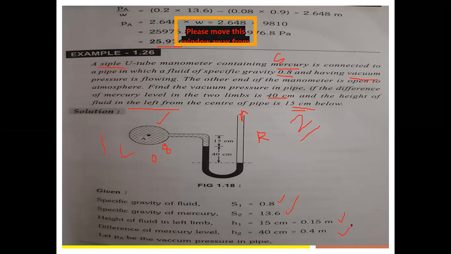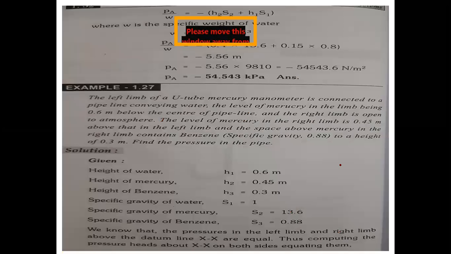Right. Next, let PA be the pressure in the container, in the pipe. Let PA be the vacuum pressure present inside the pipe. This is the given data. Now what to find?